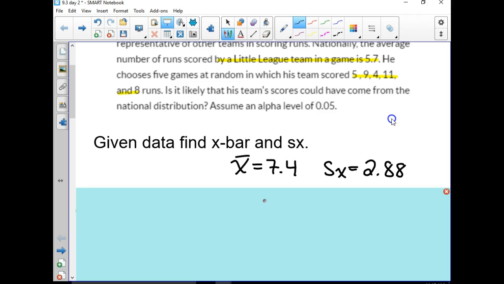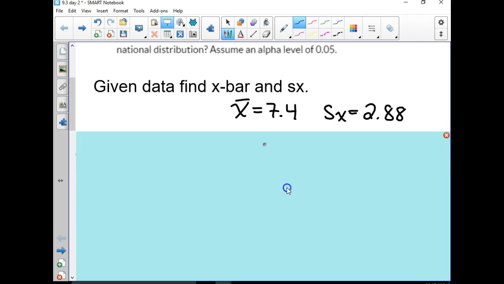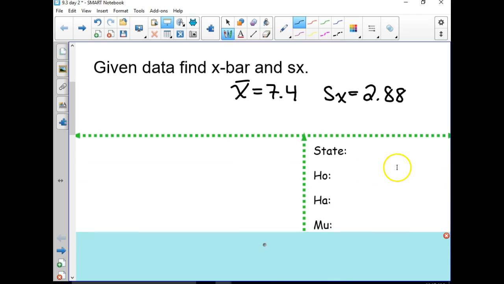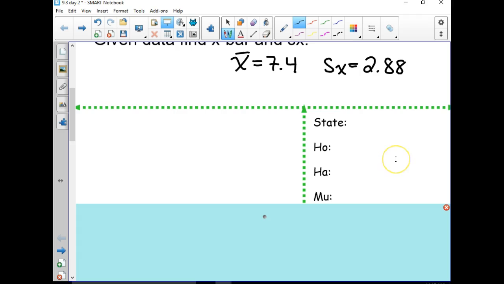All right, so in order to prove significance, we need to do a significance test. And our first part is the state step. That's where we do our null hypothesis, our alternative hypothesis, and we state our parameter mu. When we did a one proportion z test, or a one sample z test for p, we didn't have mu, we dealt with p. Mu is a Greek letter.